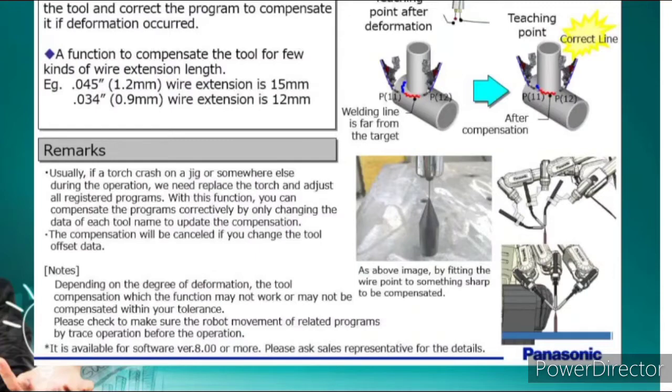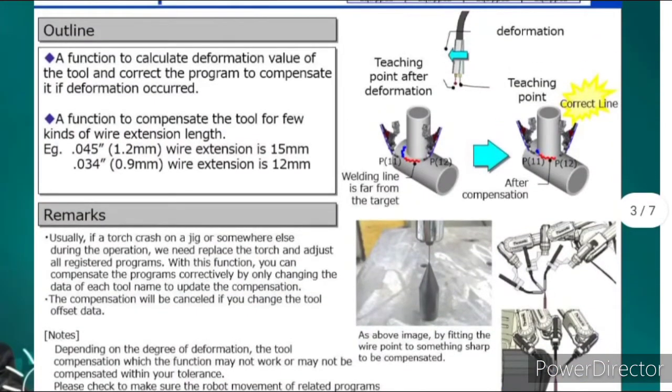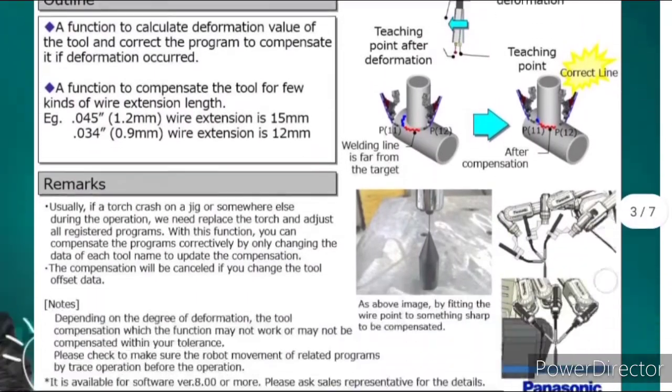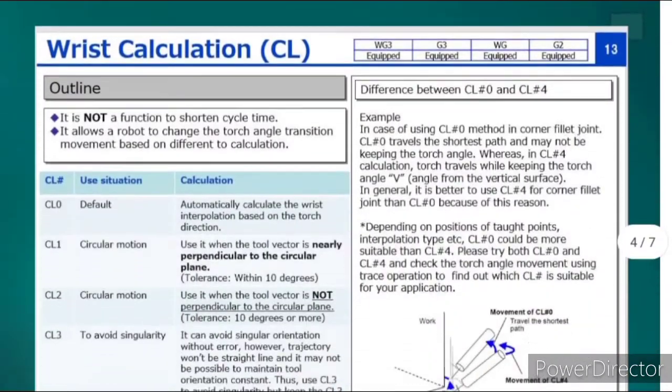Friends, there are only TCP points as above in the image. By fitting the wire point, something sharp can be compensated. So generally we are using the TCP points settings for that.